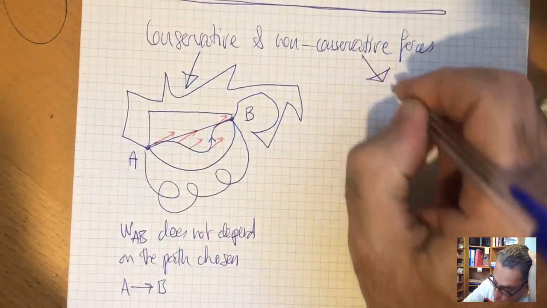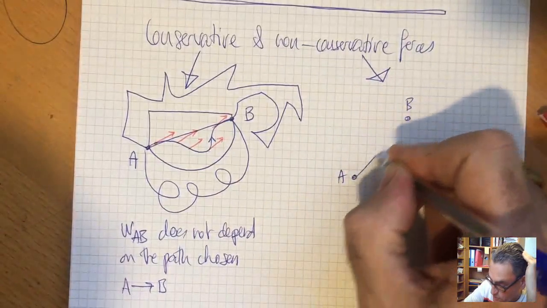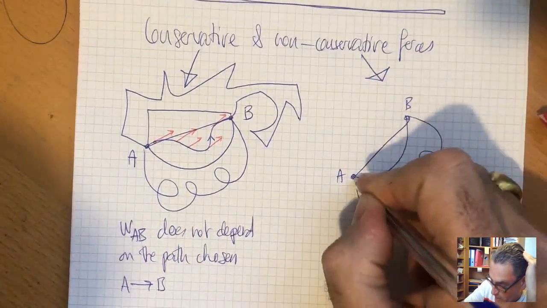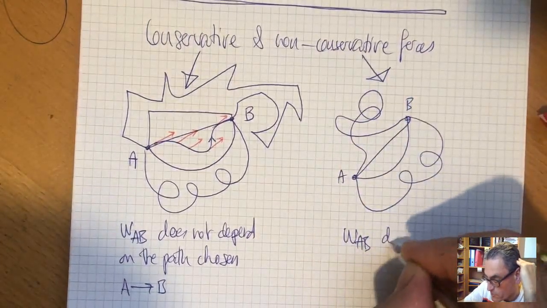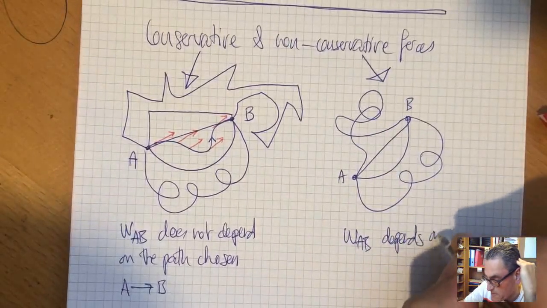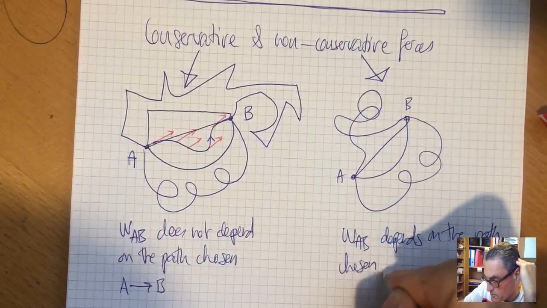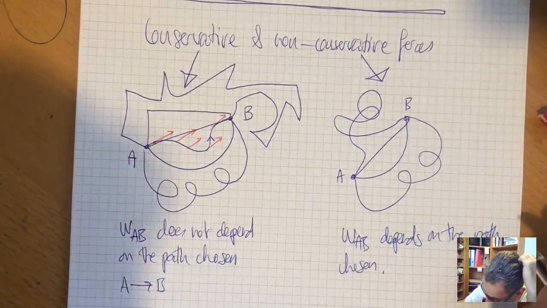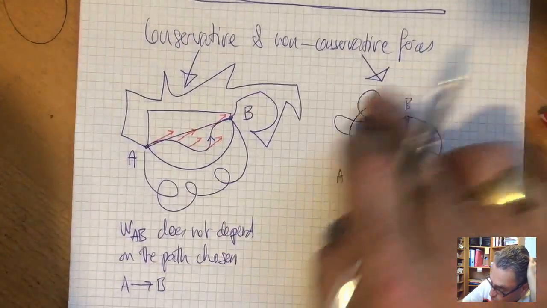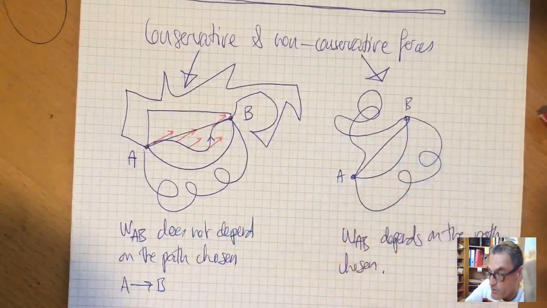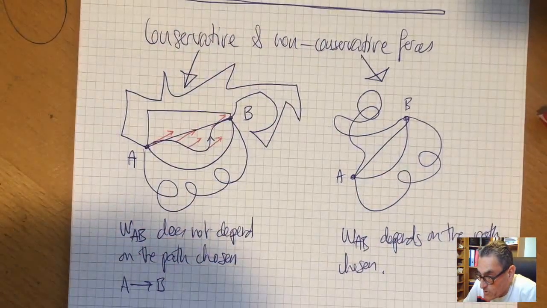And when you have non-conservative forces, then when you go from A to B and you follow different paths, okay, the work for going from A to B depends on the path chosen. Now, do you have examples in mind for a situation like this? What kind of force could do that? What kind of force could require more work when the path is longer? Any ideas?